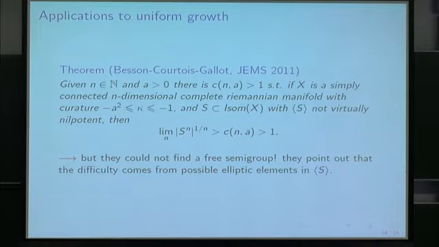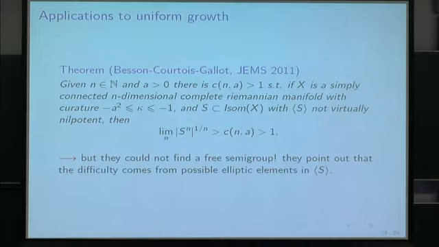Yeah, and so this is a theorem of Besson-Courtois-Gallot from a few years ago, showing uniform exponential growth in the case when you have a group of isometries of an n-dimensional manifold with pinched negative curvature. And they show that the rate of growth depends only on the dimension and the pinching. But their proof was very ingenious and somehow, part of the difficulty here is that you may have elliptic elements, and this was a problem for them.